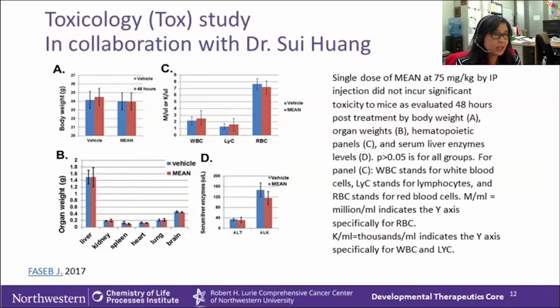If you look at the body weight, there is no difference between the vehicle and the MIN. With the hematology panel, we see that there is also no difference in white blood cells, lymphocytes, and red blood cells. We also usually weigh the organs, especially the major organs, and down here, we don't see any difference between the vehicle and the MIN compound. And the most important thing is the enzymes coming out of the liver, and we don't see any difference between the two treatments as well, meaning the control and the compound.